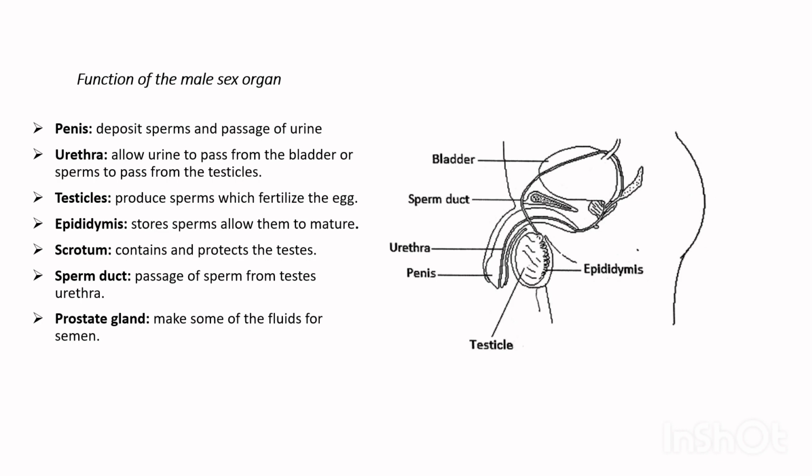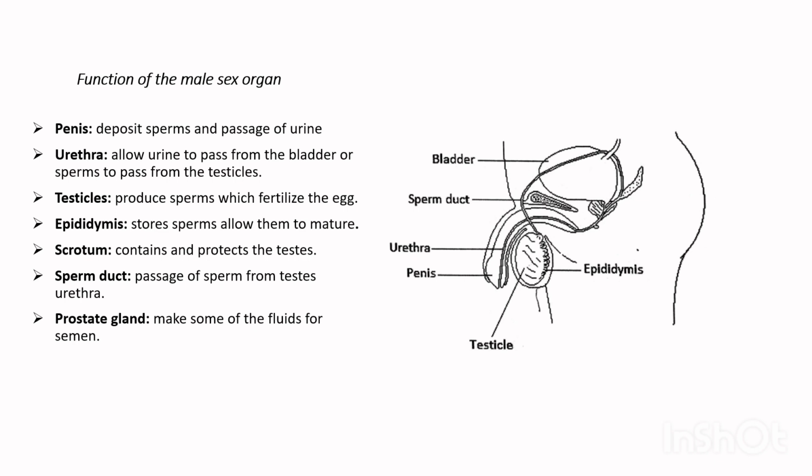The function of the epididymis. So here is our epididymis. What is the function of the epididymis? So the function of the epididymis is to store sperm and allow them to mature. The function of the epididymis is to store sperm and allow sperm to mature.